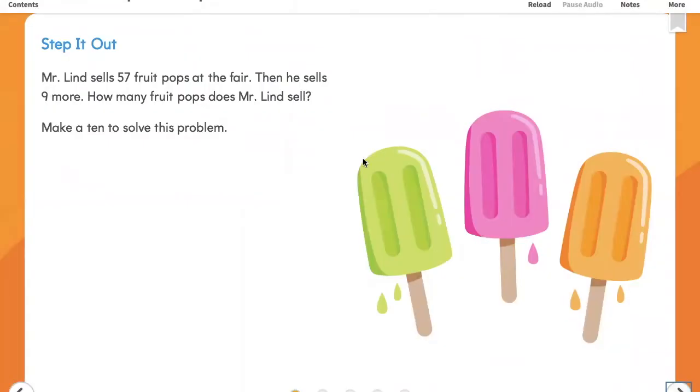Let's take a look at page 377, step it out. Mr. Lind sells 57 fruit pops at the fair. Then he sells 9 more. How many fruit pops does Mr. Lind sell? Make a 10 to solve this problem.